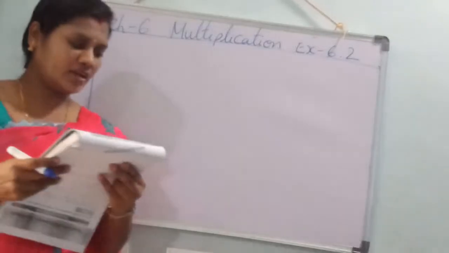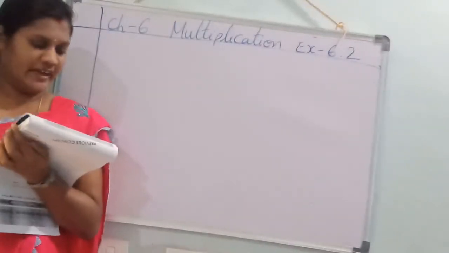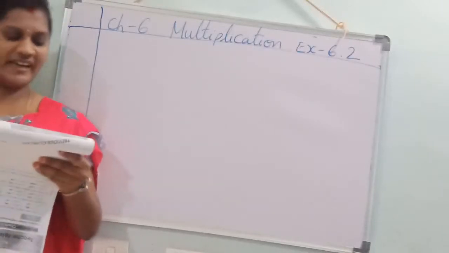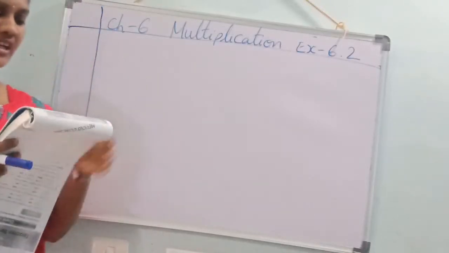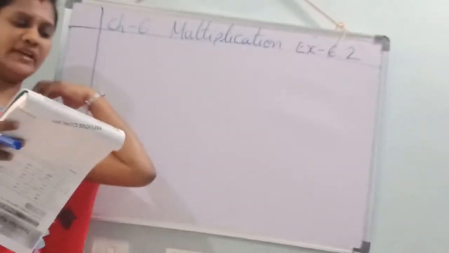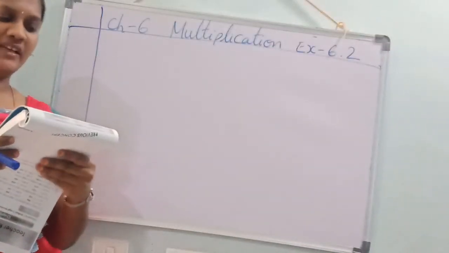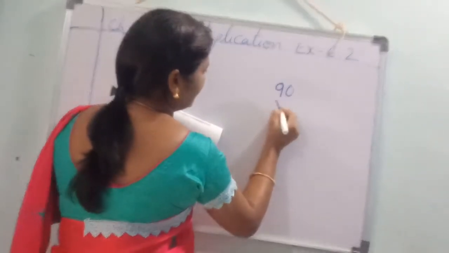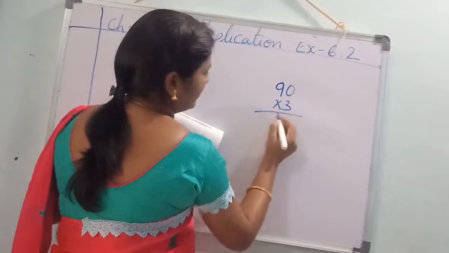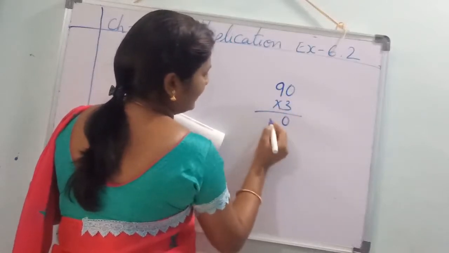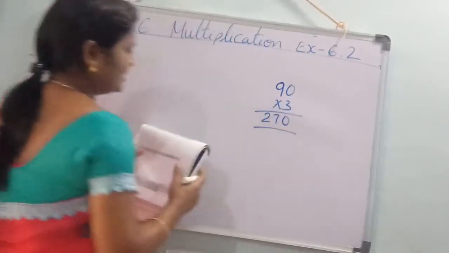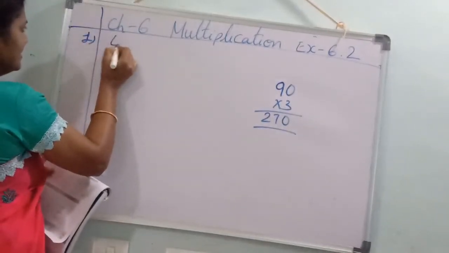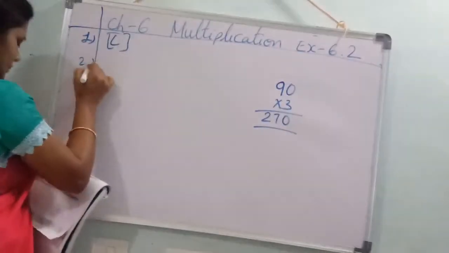See, recall. What is the product of 90 and 3? 9 into 3. 270. Yes. See, 90 into 3. 3 into 0, 0. 3 nines are 27. 270 is the answer. Option C.